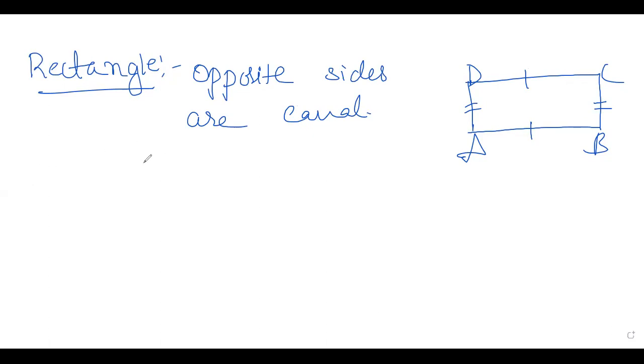What is next? Each angle here also, children. Each angle measures how much? 90 degrees, same like square. Okay. Each measures 90 degree.